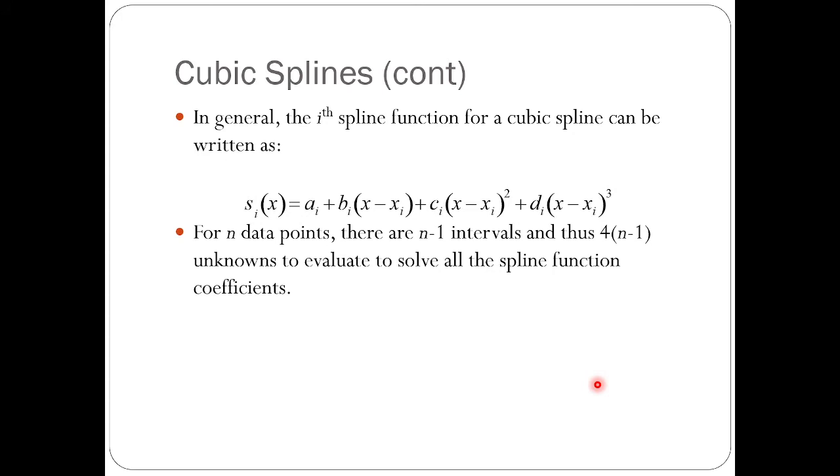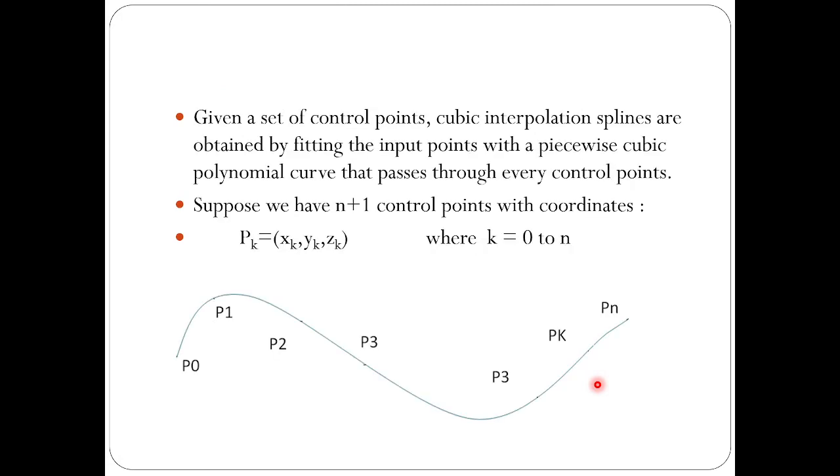Next, in general, the ith spline function for a cubic spline can be written as Si(x) = ai + bi(x - xi) + ci(x - xi)^2 + di(x - xi)^3. For n data points, there are n - 1 intervals and thus 4(n - 1) unknowns to evaluate to solve all the spline functions for the coefficients.